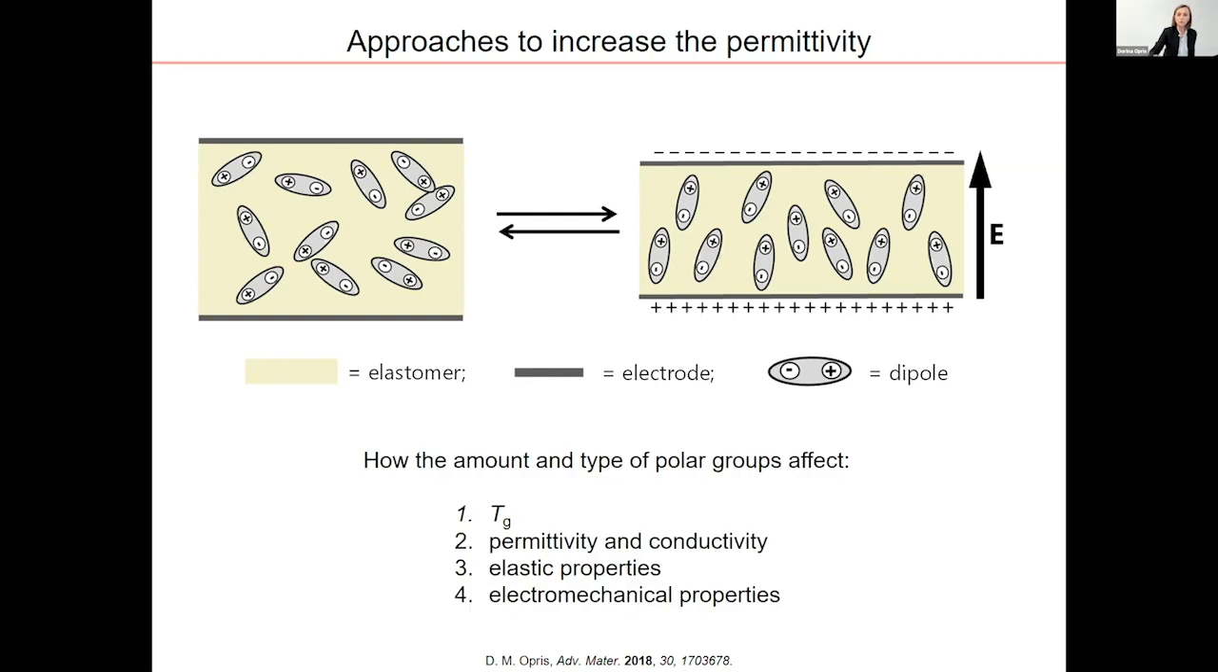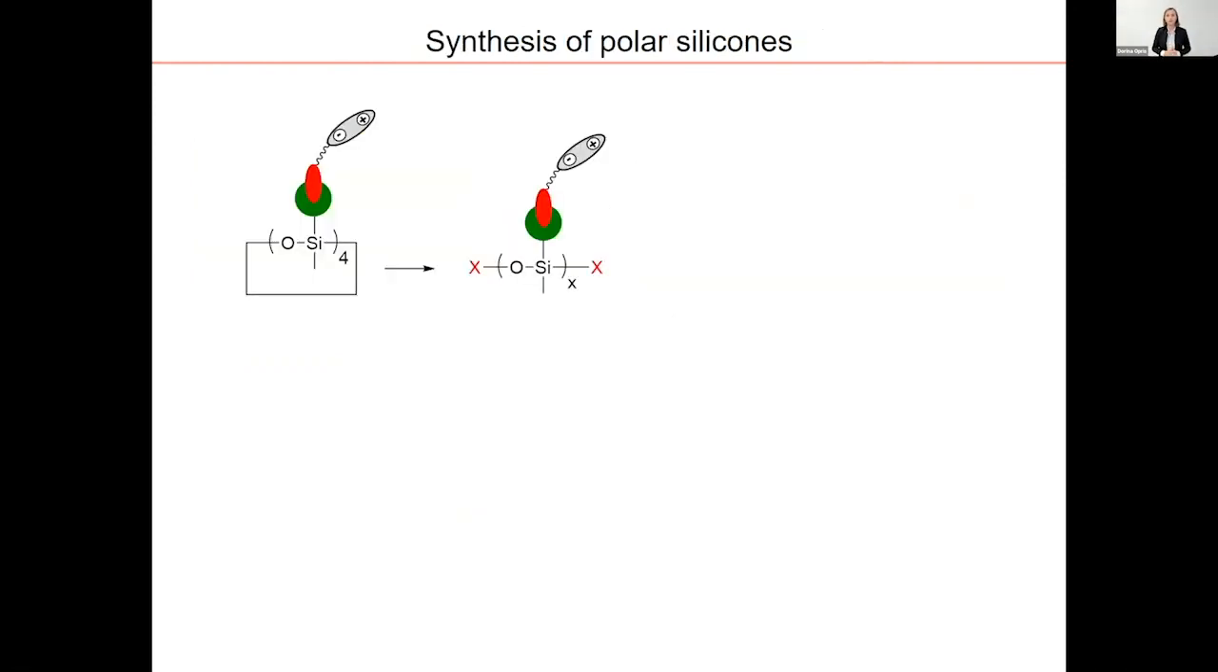So what we would like to do is to investigate how the amount and type of polar groups affects the glass transition temperature, the permittivity, the conductivity, elastic properties, and electromechanical properties. To access such polar polymers, there are several ways. One is to start with polar monomers like the one shown here, and to do ring opening polymerization. And we achieve polar silicones which have these N groups.